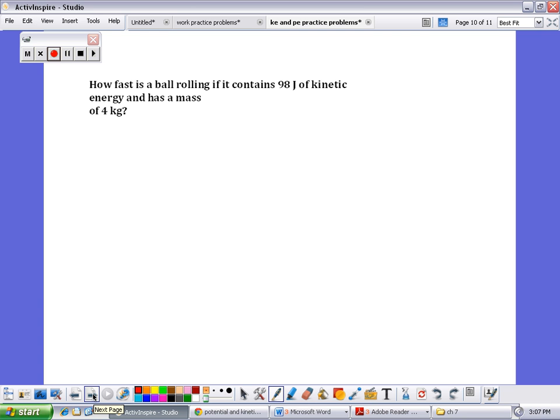Last problem. How fast is a ball rolling if it contains 98 joules of kinetic energy and has a mass of 4 kilograms? Pause the video and complete your problem. It says how fast is a ball rolling? So this is what it's asking you. So we are looking for speed. And it gives you kinetic energy and it gives you mass.